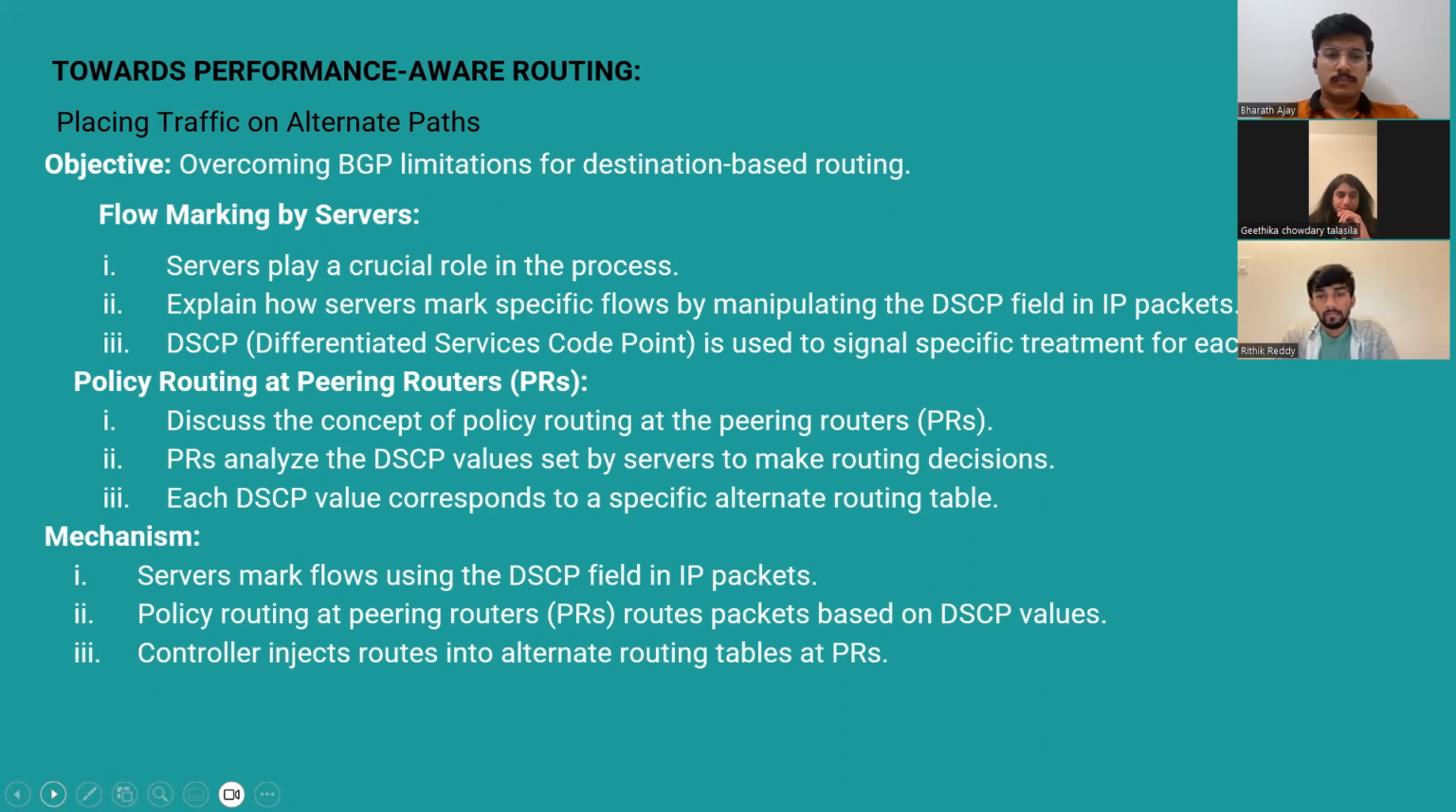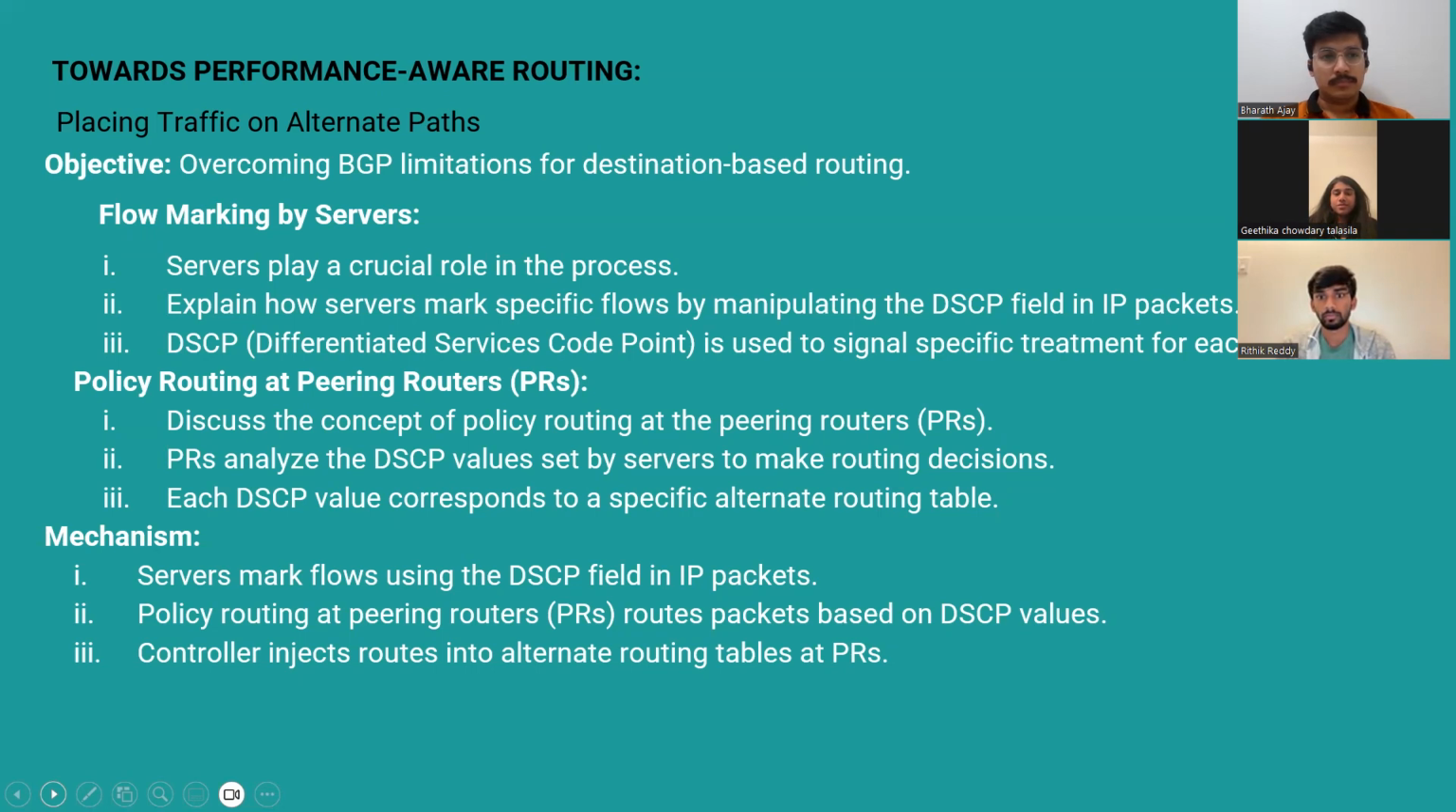Next, coming to the policy routing at peer routers, PRs. Here we analyze the DSCP values set by the servers to make routing decisions. The DSCP value corresponds to a specific alternate routing table. Coming next is the mechanism. How the whole flow works is one of the most important things we are looking at here. In this mechanism, servers mark flows using the DSCP field in IP packets. Policy routing at peer routers routes packets based on DSCP values. Controllers inject routes into the alternate routing tables at PRs.